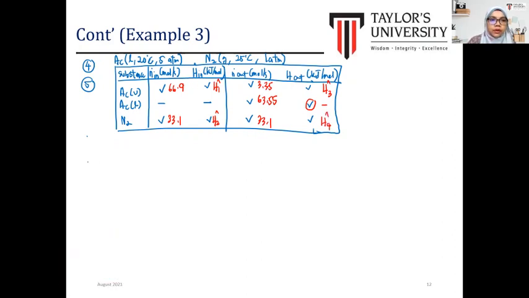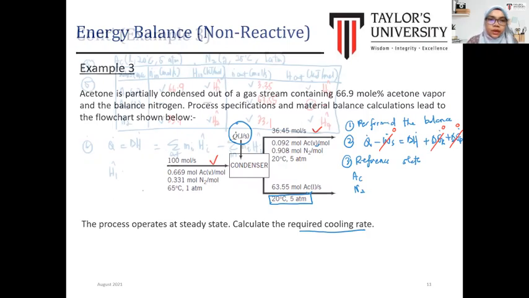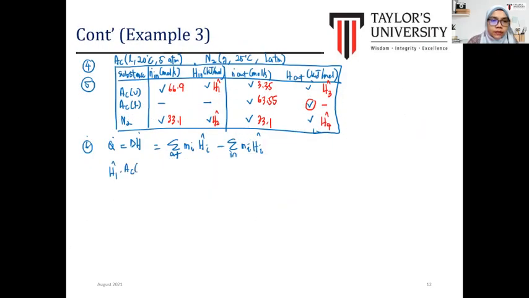To perform the calculation, because Q equals delta H, delta H equals the sum of output n times H minus the sum of input n times H. So for this, we can proceed to H1 first. H1, we can see here, is for acetone in vapor at 65 degrees Celsius and 1 atm.